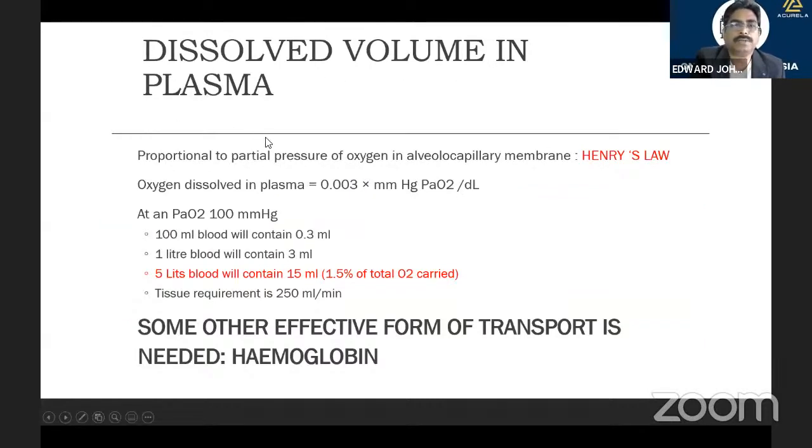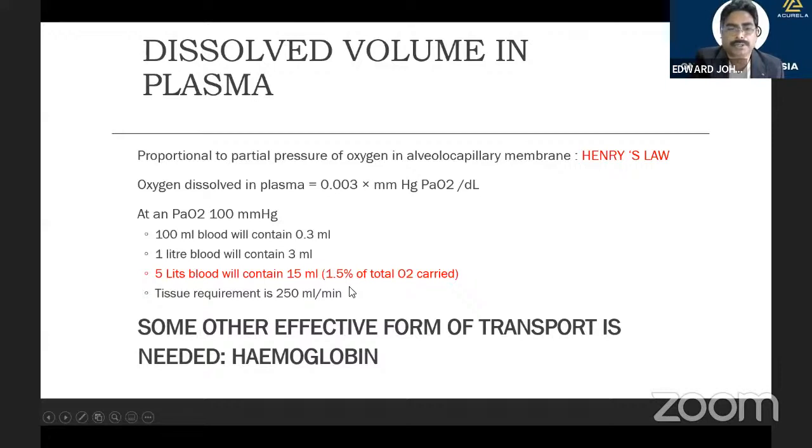The dissolved volume in plasma is proportional to the partial pressure of the oxygen above the plasma, according to Henry's law, as we know. So for 1 mm of mercury of partial pressure of oxygen, the oxygen dissolved in plasma is 0.003 ml. When the partial pressure is raised to 100, that is PaO2 is 100 mm of mercury, the dissolved oxygen will be 0.3 ml per 100 ml. For 1 liter, it will be 3 ml. For 5 liters, that is cardiac output, it will come to around 15 ml.